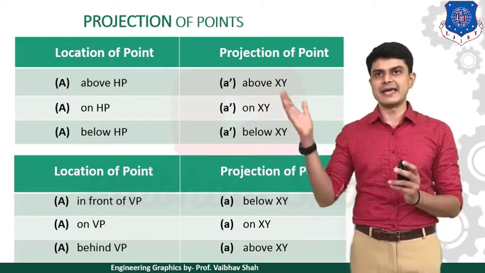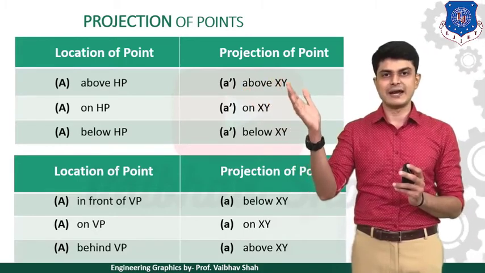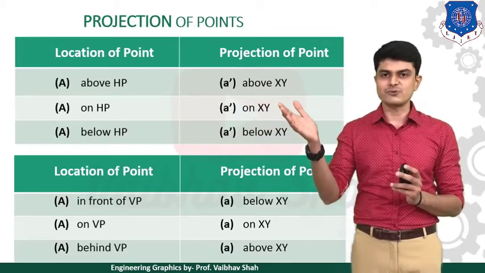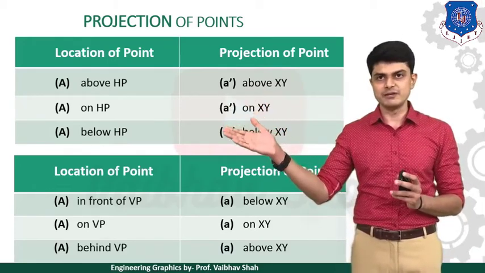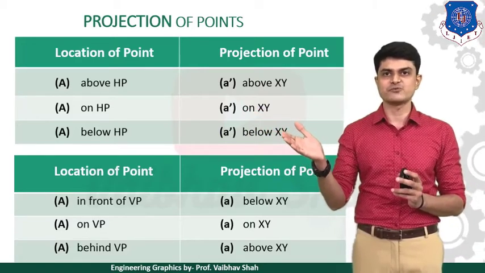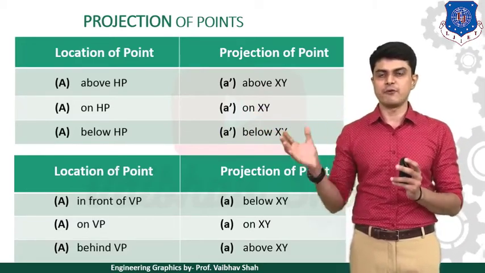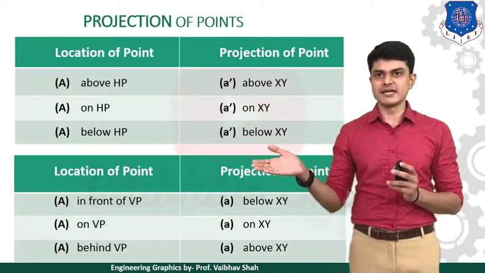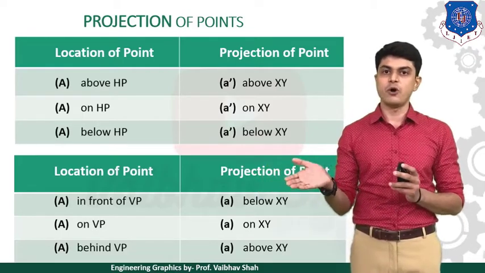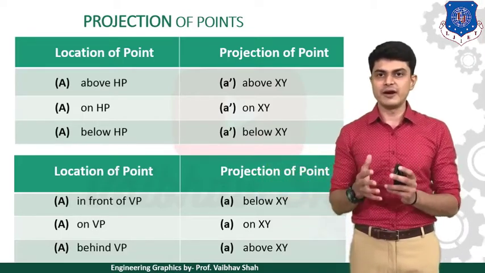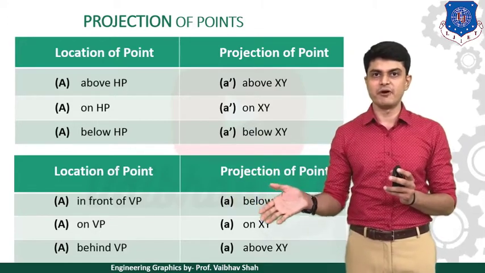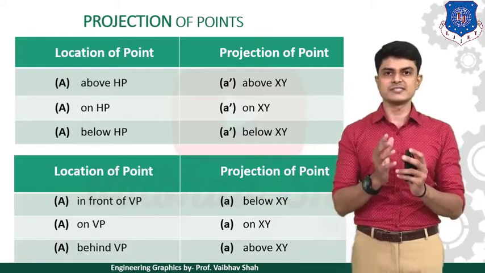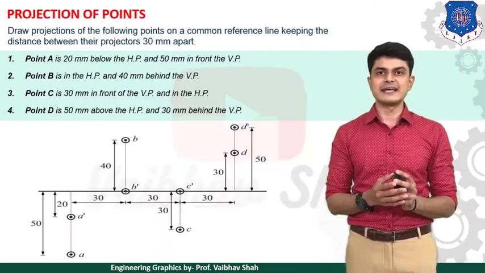If it is given point A is above HP, your answer would be A dash above XY line. If A is on HP, then your answer would be point A dash on XY line. If point A is below HP, then your answer would be point A dash below XY line. And for the VP table, if your point A is in front of VP, your answer would be point A below XY line. If point A is on VP, then your answer would be on XY line. And if your point is behind VP, then your answer would be point A above XY line. So you need to remember this table. If you know this table, then let us move ahead and solve the next example.